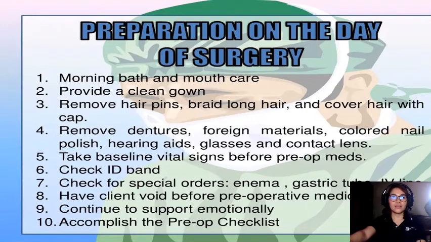Then take baseline vital signs before giving pre-op medications. That's very important. Check the ID band to see if it is the correct patient. Also let the patient state his or her name. Then check for any special orders, for example enema, gastric tubings, IV lines, or even a catheter. Have the client void before the pre-op medication. Then continue to support emotionally and accomplish the preoperative checklist.